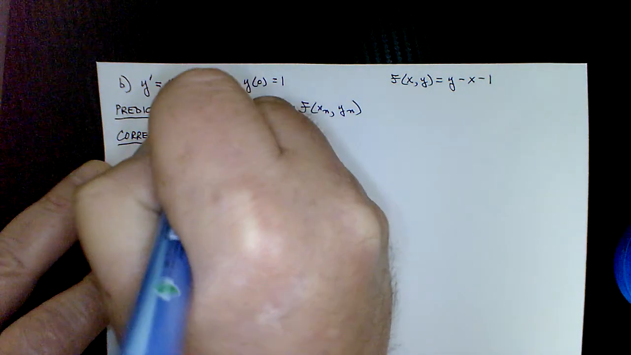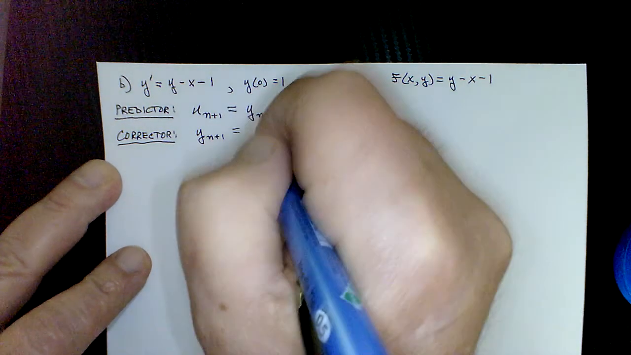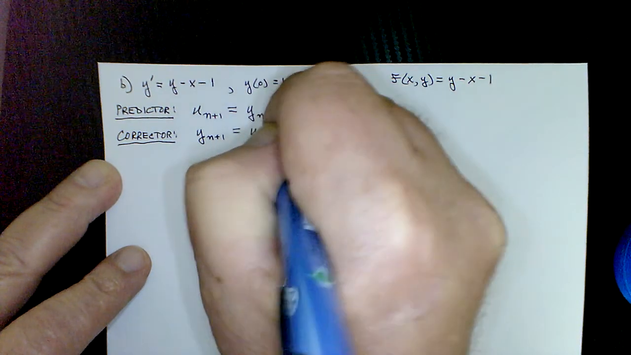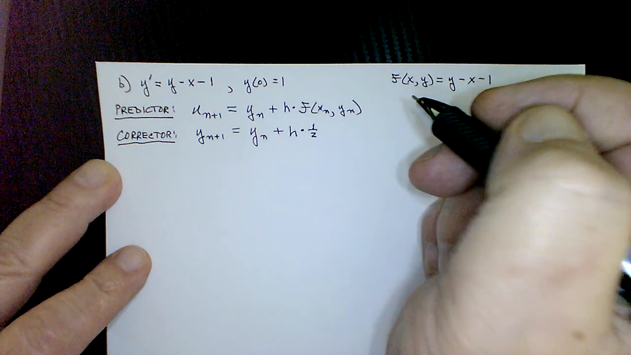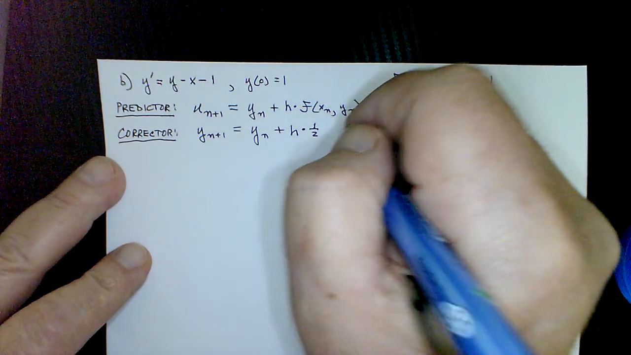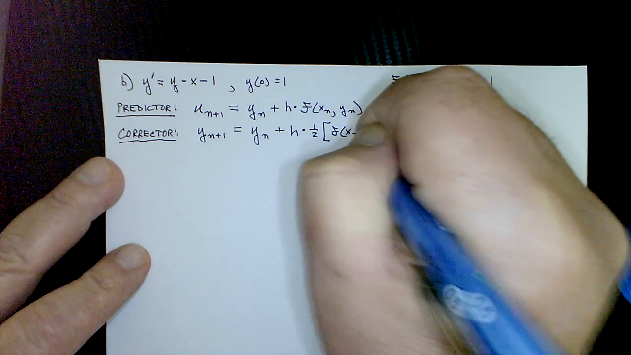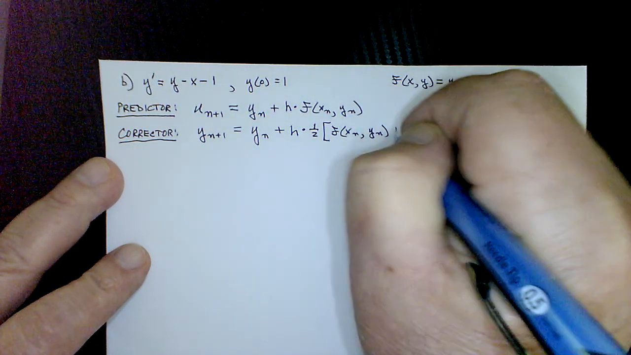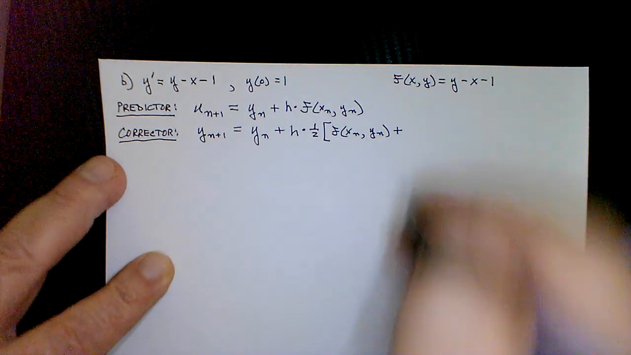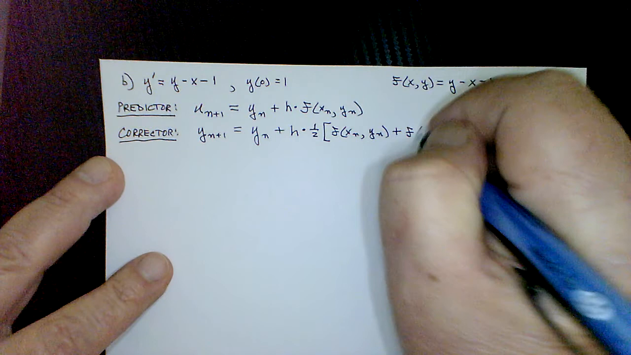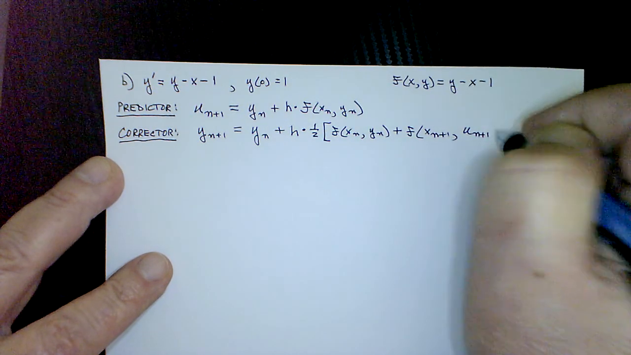And the corrector gives us our prediction, y sub n plus 1, and that is y sub n plus h times, and then this represents the average of the two slopes, so 1/2 of f of x sub n, y sub n, the first slope, we called it k1 back in our discussion, and then plus f of x sub n plus 1, u sub n plus 1.